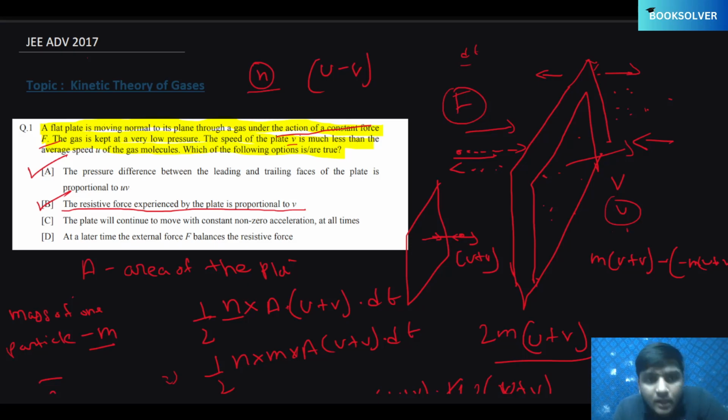Now, similarly, the plate will continue to move with constant non-zero acceleration all the time. So this is not true actually, because at some time, as the resistive force is also acting here, it will attain a balanced force and it will attain a terminal velocity, so then no longer will it be accelerated here. At a later time, the external force, as I said earlier in the C option, there will come a time when the F will be balanced by the resistive force, and only then will this condition be false. Hence our option D is also correct, and the correct options are A, B and D.